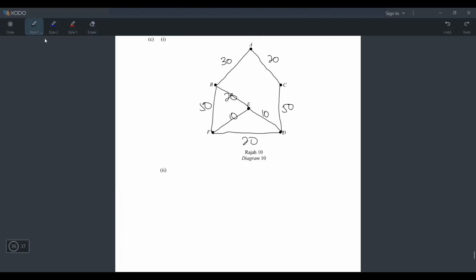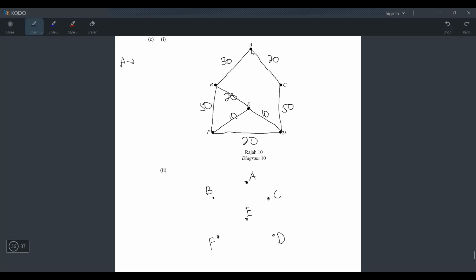So let's put down all the vertices first. Point A, and then B draw here, C draw here. Because we already know we need to pass through all the venues, we can draw the vertices straight through, but don't draw the edges first. Now let's start from A.